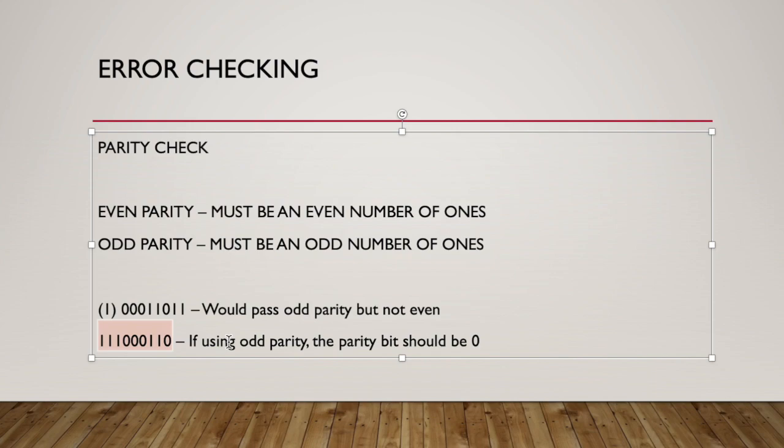We've got 1, 2, 3, 4, 5, and that's an odd number. So we already have an odd number, so we don't need to add a 1 parity. We can use a 0 parity bit.